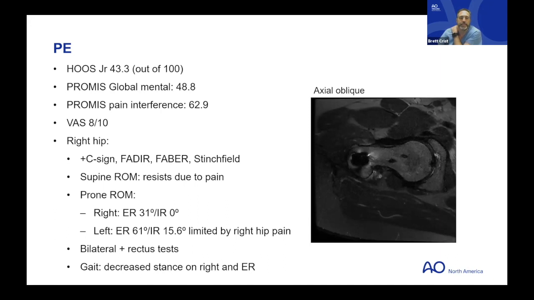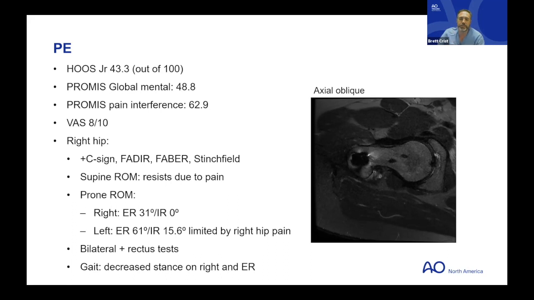He's complaining of 8 out of 10 pain. He has a lot of provocative signs for hip issues, and I can't do a supine range of motion exam because of the amount of pain. Prone, he could externally rotate 31 degrees on the right, with 0 degrees of internal rotation. Left side, 61 degrees of external and 15.6 of internal, and it was limited by his right hip pain. I couldn't move his left hip more because his right hip started to hurt.